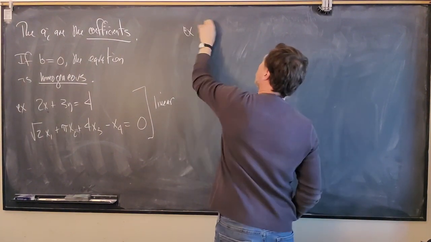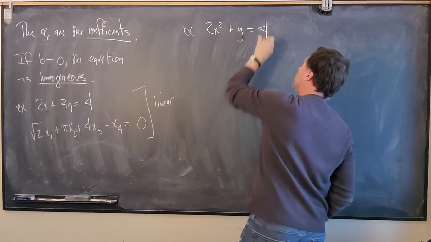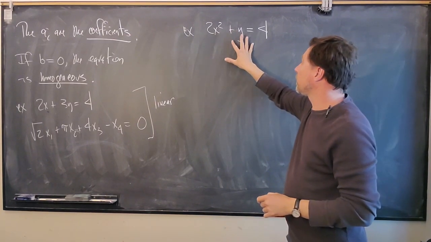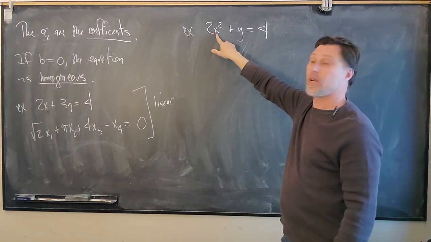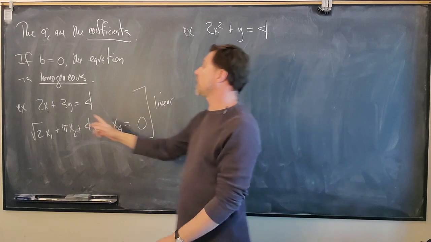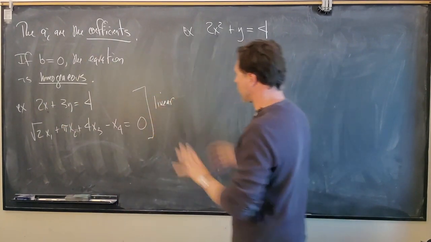How about 2x squared plus y equals 4? Here's an example. This is not linear, and the reason, in this case, we've got constant times variable squared. The key aspect of a linear equation, each of the variables is raised to the first power. Right? As soon as you see squared, it's not linear.